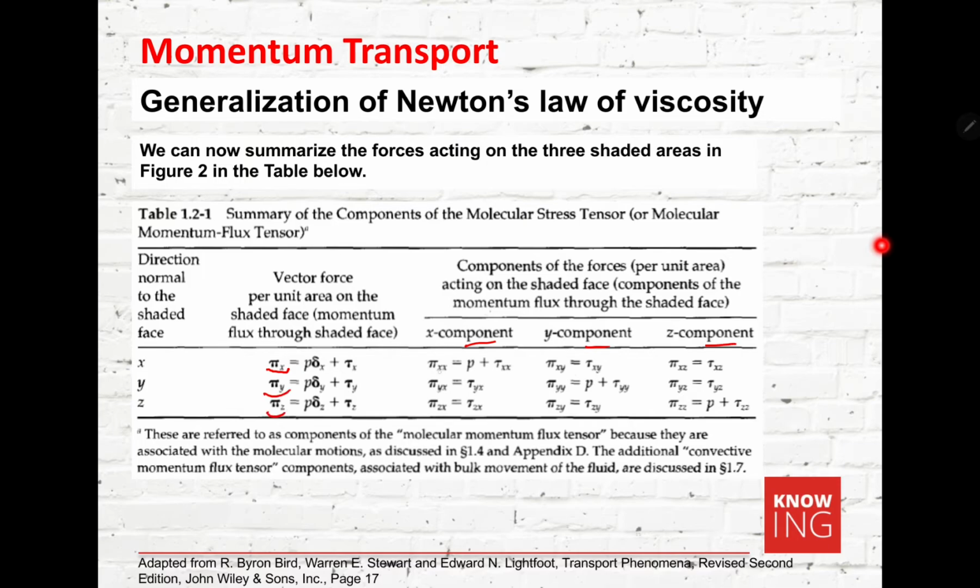But the most important thing in here is if you see that this one is x and then x, then you have a pressure component. If this is y and y, you have the pressure component. If it is z and z, you have the p component. But if the first subscript is different from the second subscript, then you don't have the pressure component, or the pressure component is basically absent. So that is how you can get a feeling for this molecular stress tensor.